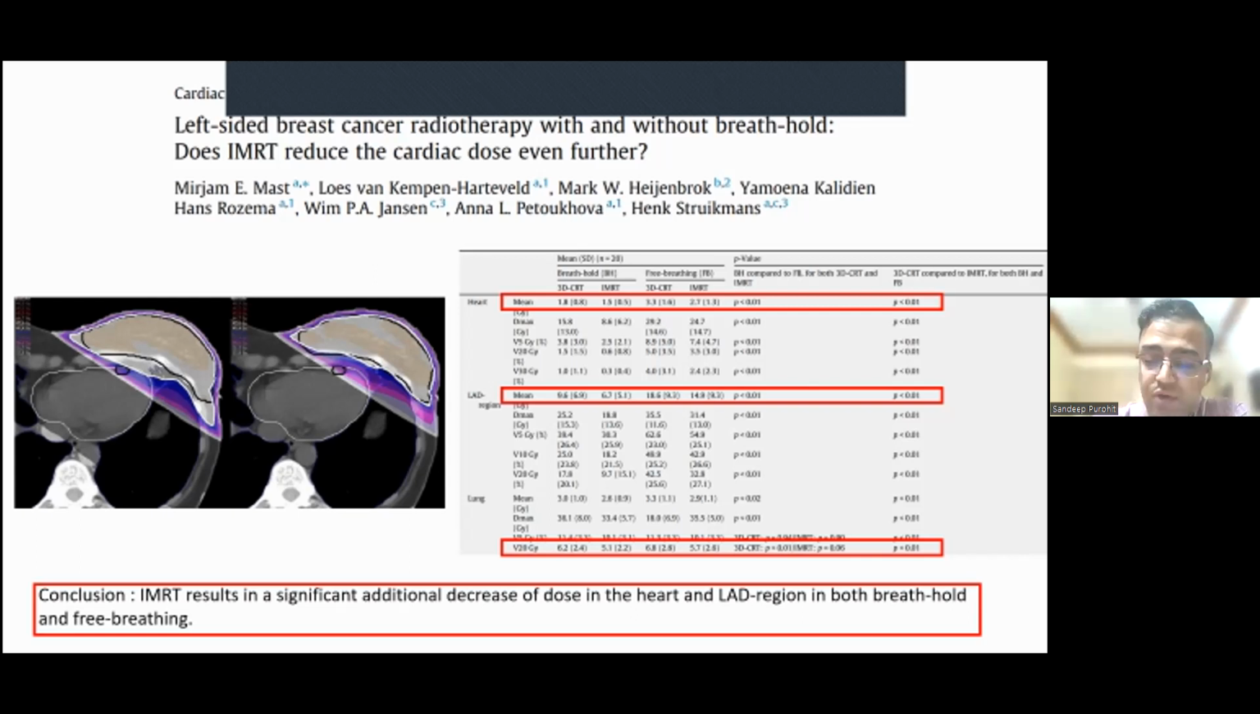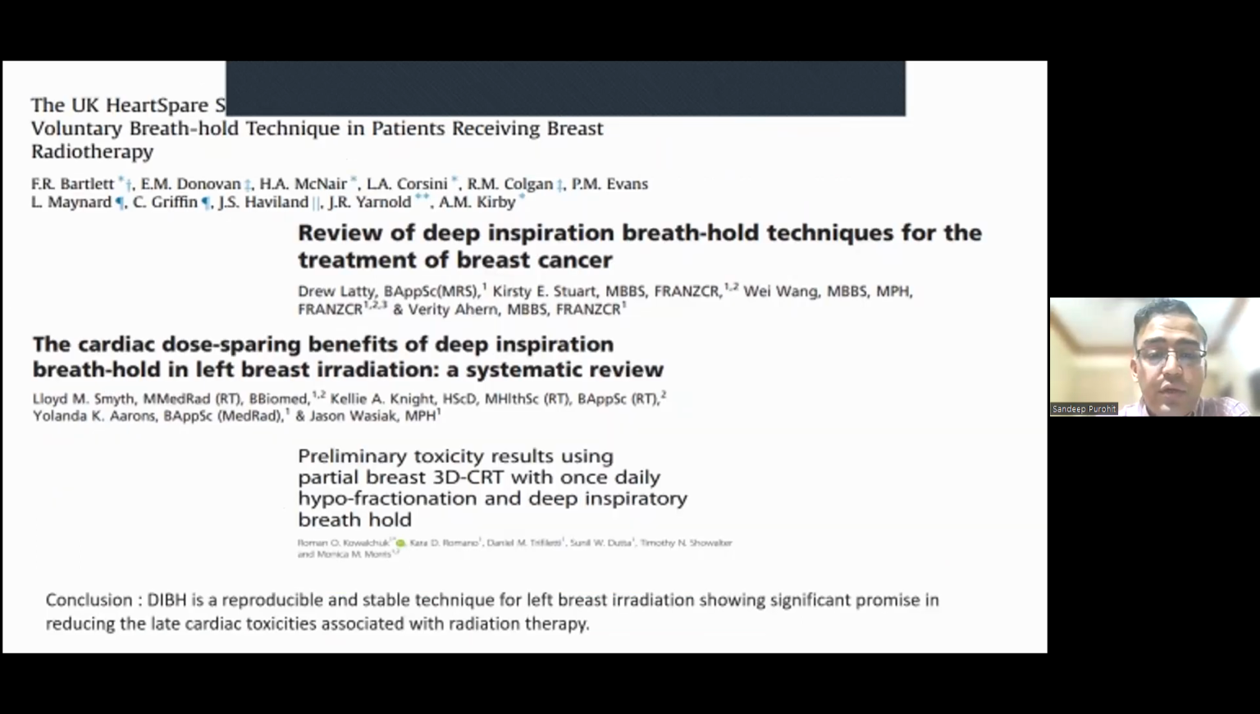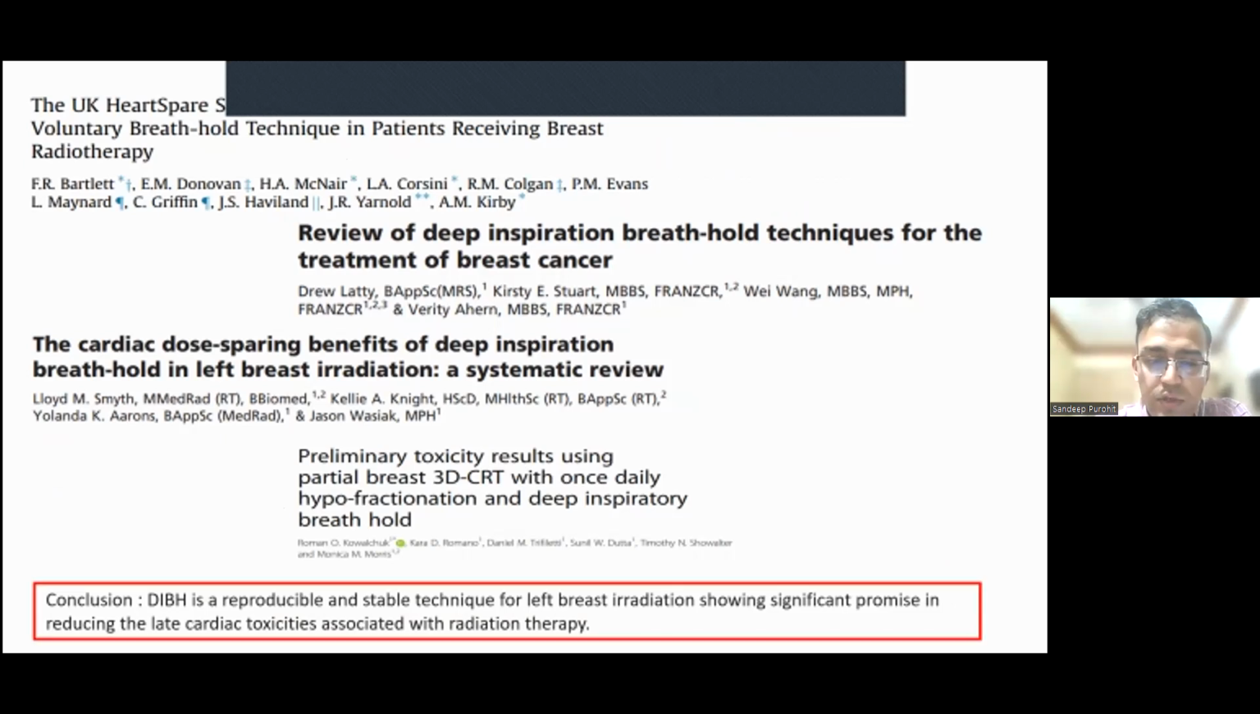There were many trials which compared DIBH with the standard technique, and all concluded that DIBH is a reproducible and stable technique for left breast irradiation, showing significant promise in reducing late cardiac toxicities associated with radiation therapy.